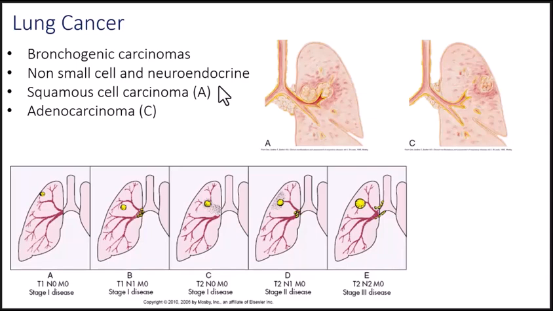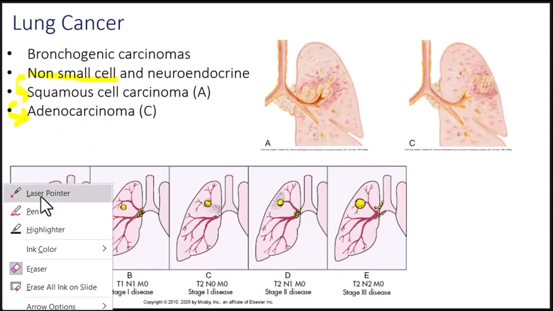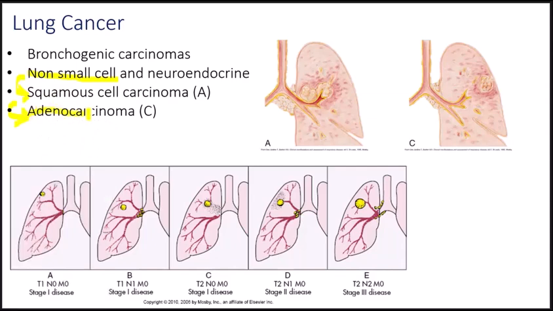So what I want you to be aware of is that non-small cell carcinoma accounts for about 85% of all lung cancers. Okay, so this is the big one. Now, what I also want you to be aware of is that the two main types of non-small cell carcinoma are squamous cell carcinoma and adenocarcinoma, with adenocarcinoma being the most common.